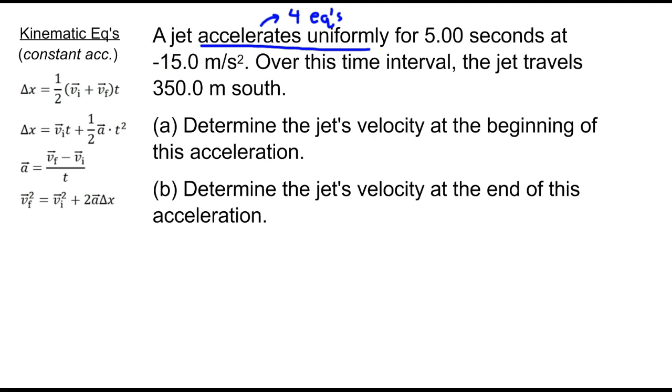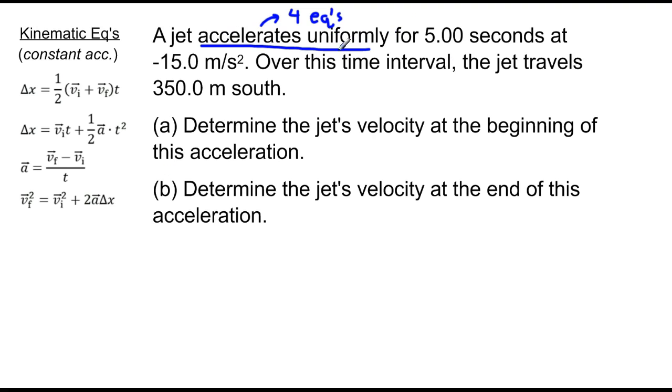Okay, it accelerates uniformly for 5 seconds at negative 15 meters per second squared. Over this time interval, the jet travels 350 meters south. A, determine the jet's velocity at the beginning of the acceleration. B, determine the jet's velocity at the end of this acceleration. Alright. Well, there's a lot of information. Let me make a list of givens, just so I can organize my thoughts.